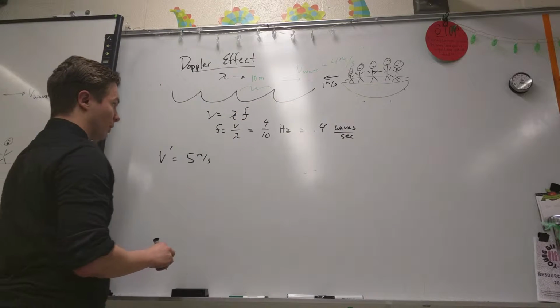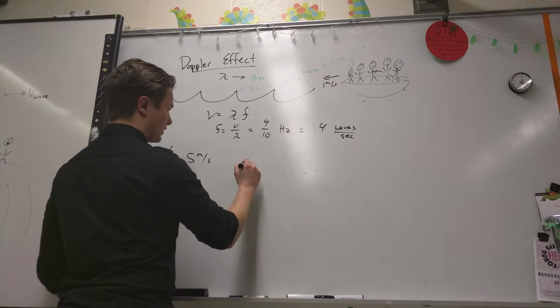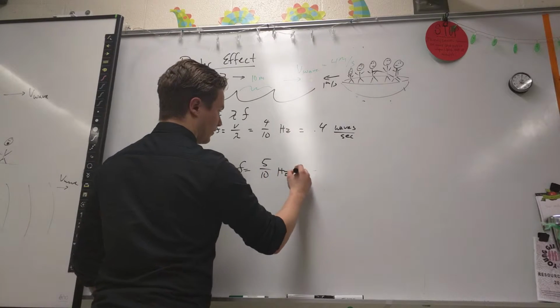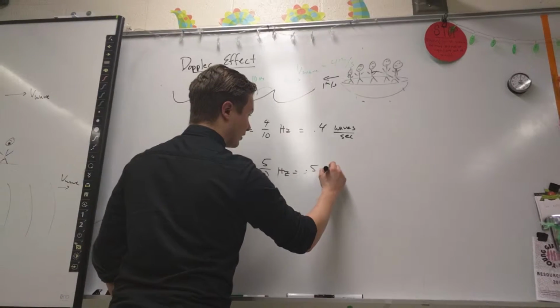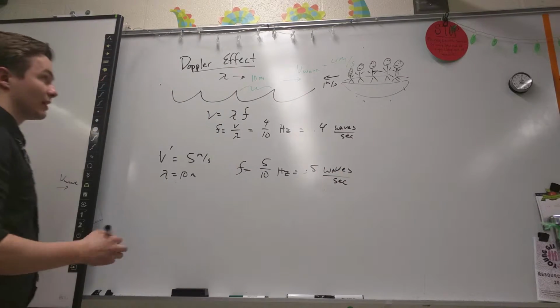Moving that way towards the boat, the wavelength is still the same. So frequency is 5 over 10 hertz. And that makes sense that the boat is getting hit more often by waves every second if you're traveling into the wave.